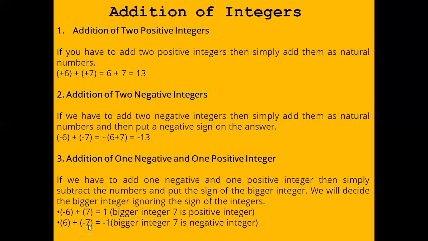And 6 plus -7 equals -1. Why? Because the bigger integer 7 is negative. That's why it is -1.